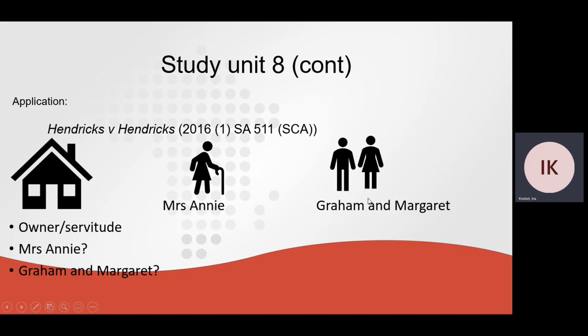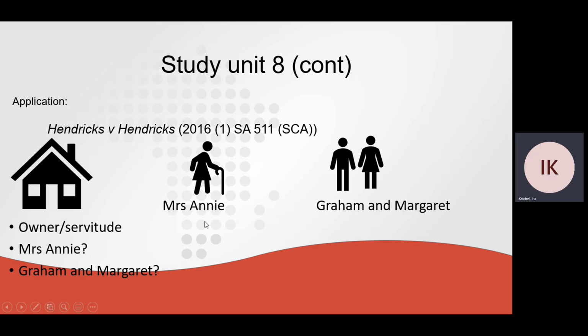Graham was the owner. When he got married to Margaret, obviously Margaret became co-owner because of the way that they were married. If we ask ourselves, what type of real relationship did Mrs. Annie have towards this property? Remember, she was not the owner. Was she a possessor? Was she a holder?